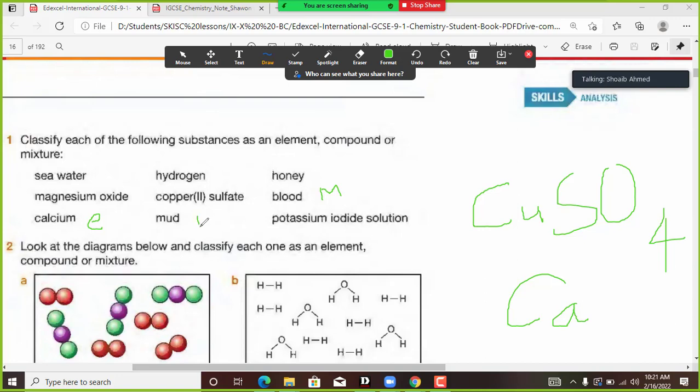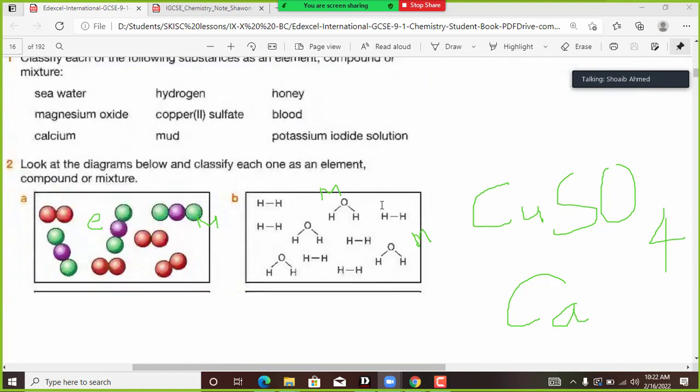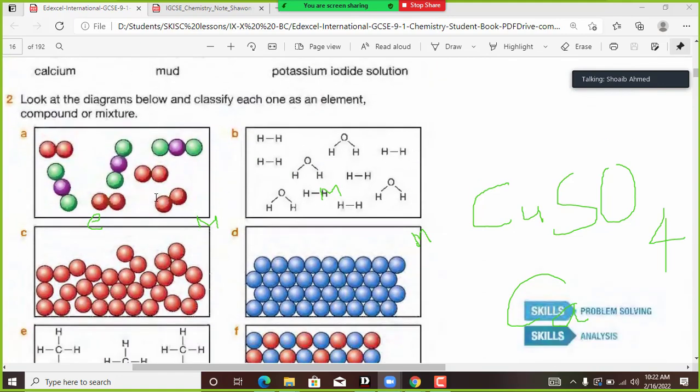Okay, potassium iodide solution. Potassium iodide is present in the water. So is it a compound? No. Here potassium iodide is present and water is present in the solution. So it is a mixture. Okay, next topic.